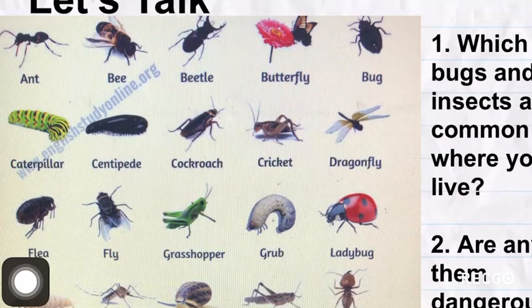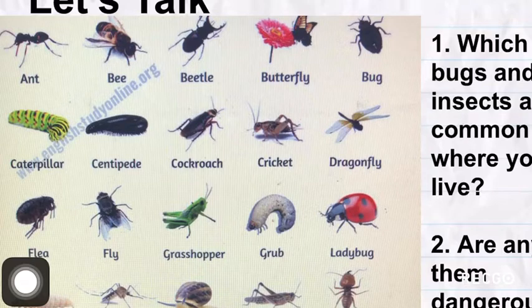So ant, do we find ant at home? Yes, so ant is present. In the same way, bee, do we find bee at home? Yes, we find. Beetle, it's another insect. Do we find it at home? I think no, it is present under the grass. Butterfly, no. Bugs, maybe. Caterpillar.